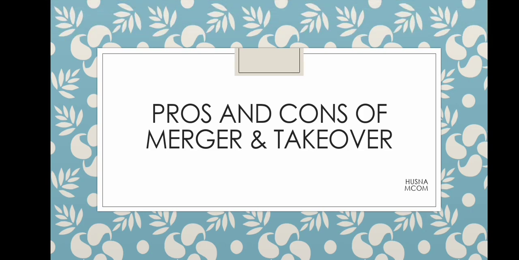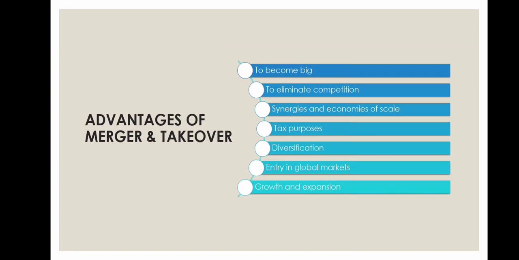So now let's see the advantages of merger and takeover. One of the biggest reasons why merger and takeover takes place is to become big. Through merger and takeover, companies can increase their size to eliminate the rivals from their market. By doubling their size, they can increase their market share also. That leads to the next advantage, which is eliminating competition. Through merger and takeover, companies can eliminate competition by increasing their market share.